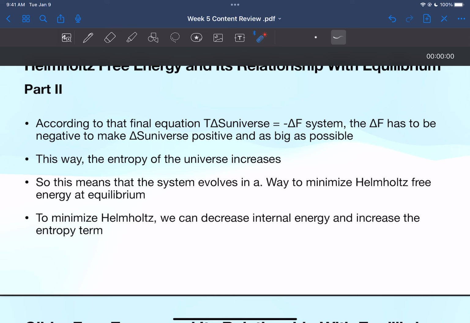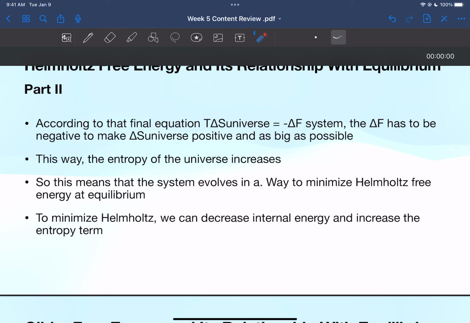So, like I said, a system evolves in a way to minimize the Helmholtz free energy at equilibrium, right? Technically, if we make that delta F as small as possible, as negative as possible, then we maximize the T delta S term, and therefore we maximize delta S, essentially, right? So if this is as negative as it can be, as small as it can be, then negative with a negative, right? If this is like negative 1,000, then you just made that term on the left-hand side a really big positive term. And that's what we're looking for.